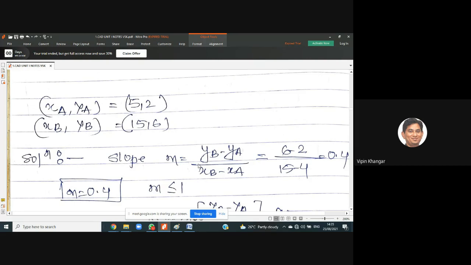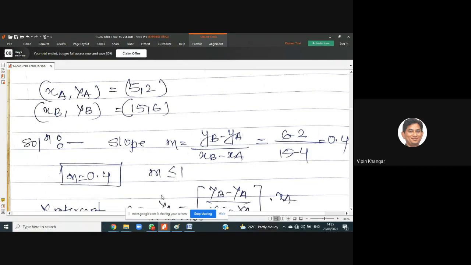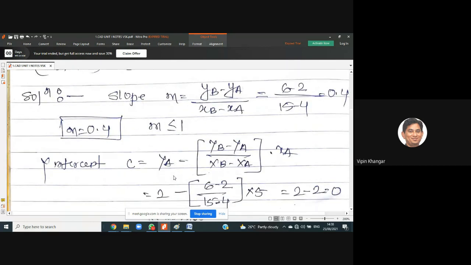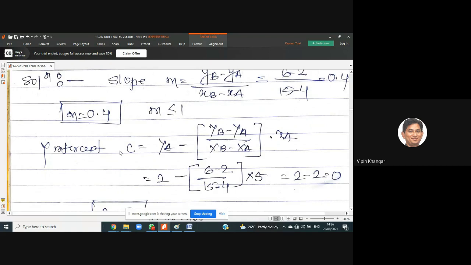So slope is equal to yb minus ya. तो yb यहाँ पे है आपका 6 minus 2, that is 4, divided by 15 minus 5, 10. So it comes 0.4. So basically here the slope is less than or equal to 1. So that's why we're just going to use the incremental in x. So what is the next step? We're just going to calculate the y-intercept.